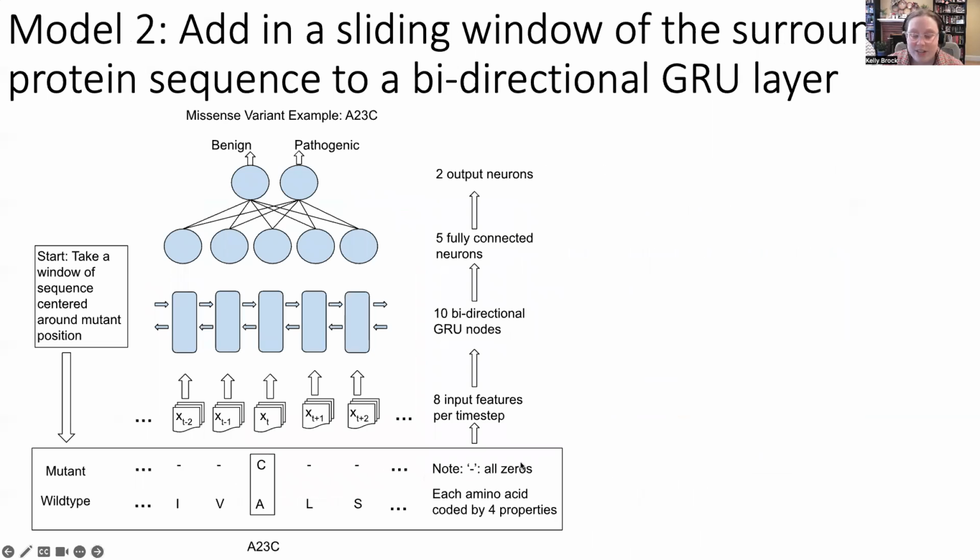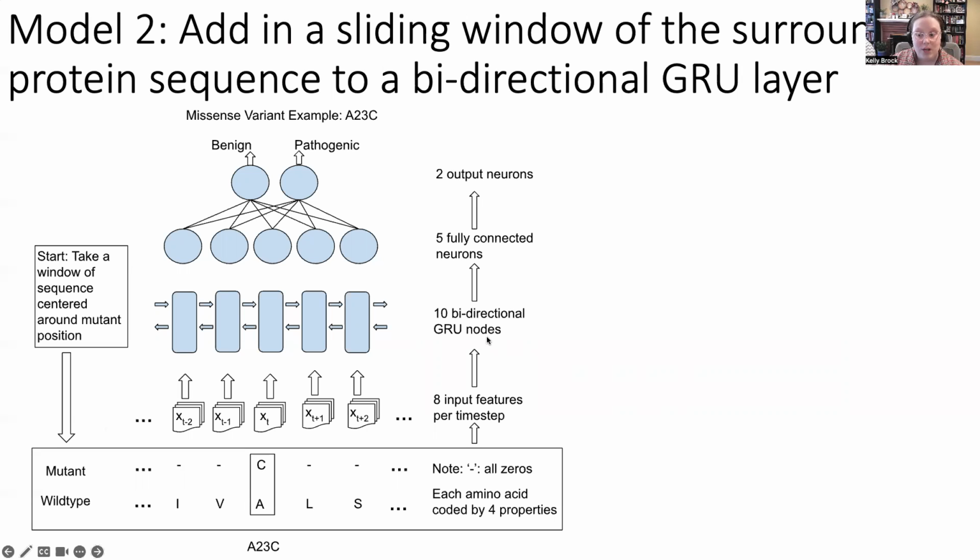All right, so we got decent, okay results with this minimal information model. Now, what happens when we start to add in a little bit more information? Now we're going to be putting in information about the missense variant itself, along with a small window flanking it on either side. So we're looking at the surrounding protein sequence around the missense variant of interest.